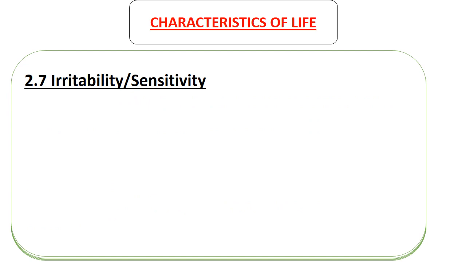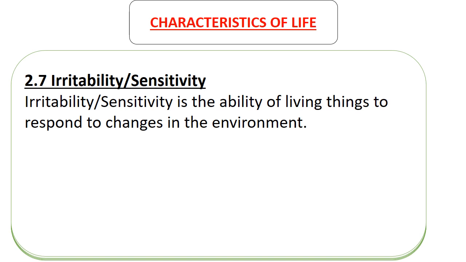Another characteristic of life is irritability or sensitivity. Irritability and sensitivity are synonyms. Irritability or sensitivity is the ability of living things to respond to changes in the environment. A living thing must be able to respond to changes in the environment. If it's hot, for example, as humans, we sweat. So that is responding to a change in the environment. If it's cold, we stop sweating. So that is a response to the change in the environment.